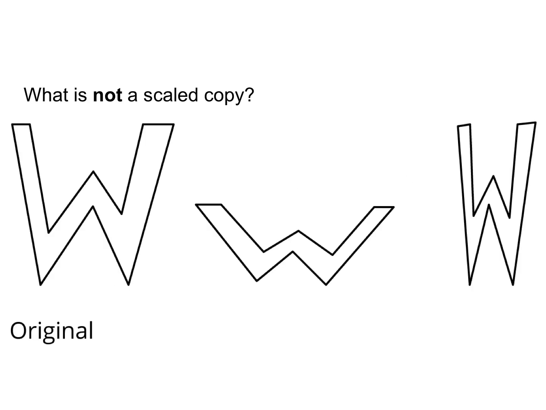And then we're going to think about the opposite. What is not a scaled copy? These are all not scaled copies. What is going on? So we still have the original, and then we have these other two W's. They look kind of strange.